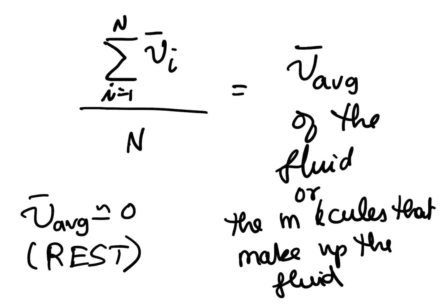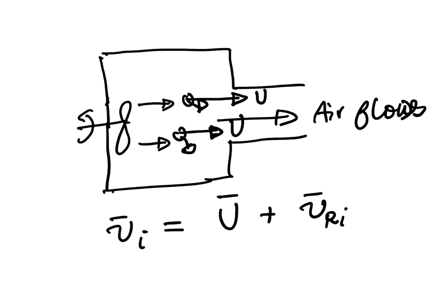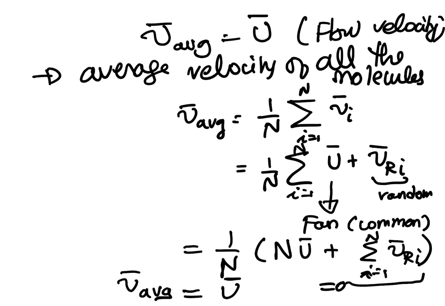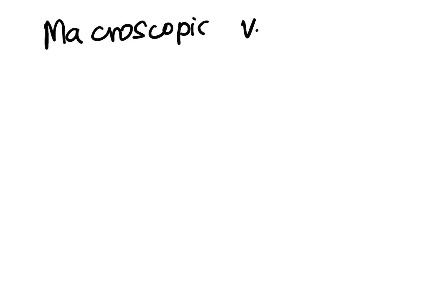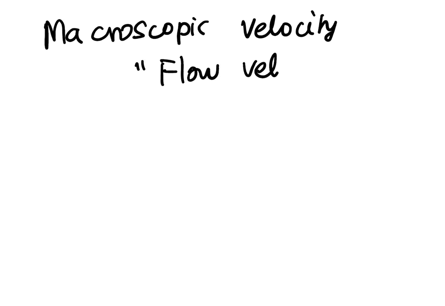But if you are very, very careful, a fluid at rest means the molecules that make up the fluid have an average velocity of 0. If you take a microscope and zoom down to each molecule, you will find that they are not at rest, they are all moving, but their velocities cancel each other out, and as a result, the fluid looks like it is at rest if you observe with the naked eye. So we say that macroscopically, the macroscopic velocity is what we call the flow velocity.